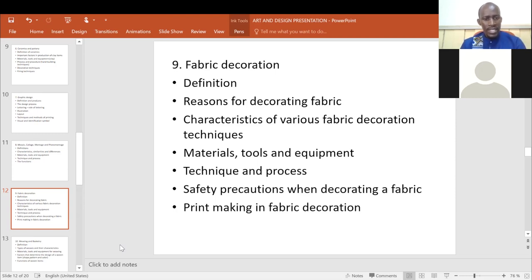Then they also need to understand some of the safety precautions when decorating a fabric. During the process of decorating fabric, some of the techniques require chemicals. The learners must understand that some of these chemicals, if not handled carefully, can cause fatal damage. That is why the candidates must be able to highlight the safety precautions when decorating a fabric. And lastly, the candidate must also be able to understand the vocabulary that comes with fabric decoration.